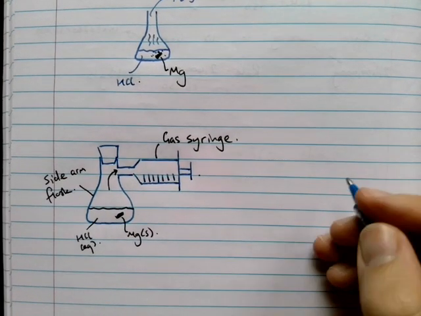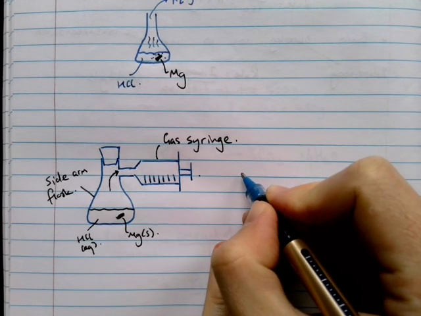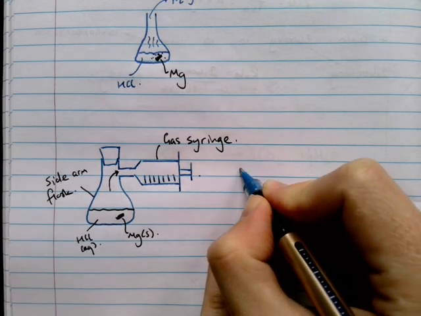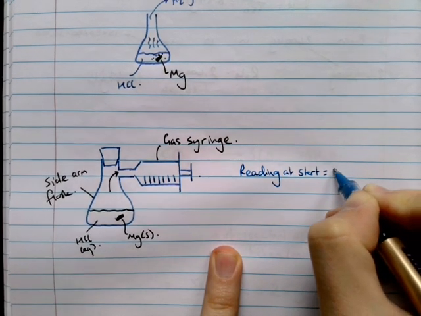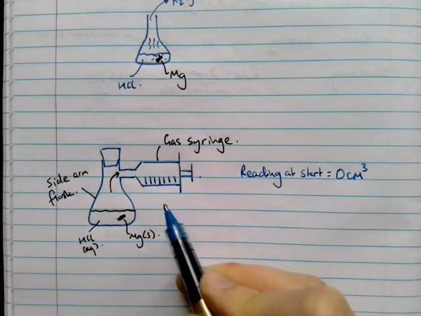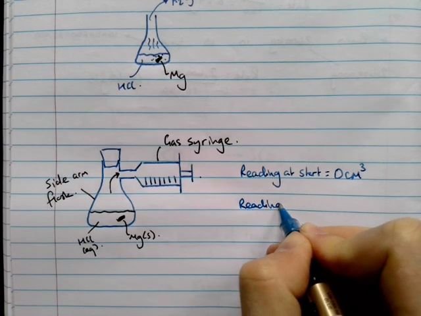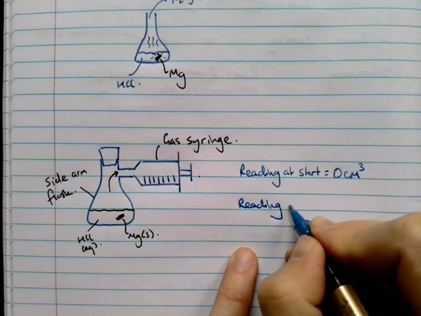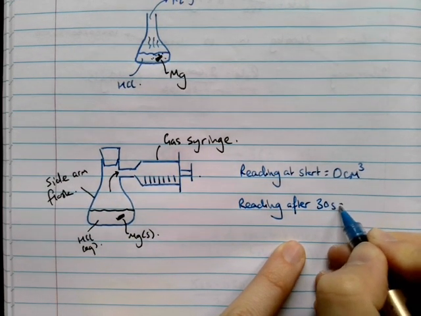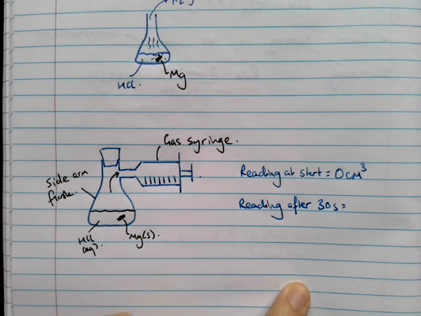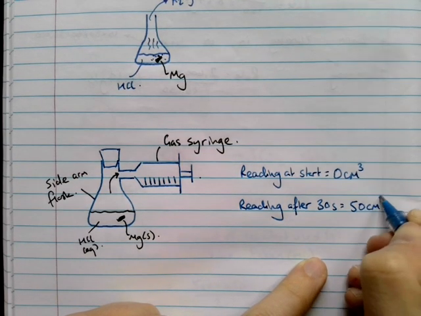So let's now suppose that we do this and the reading at the start is 0 centimeters cubed, obviously because it's going to be all the way pushed in. And then let's say we put the magnesium in and then we leave it for 30 seconds. And then the reading after that 30 seconds is, let's say, 50 centimeters cubed.